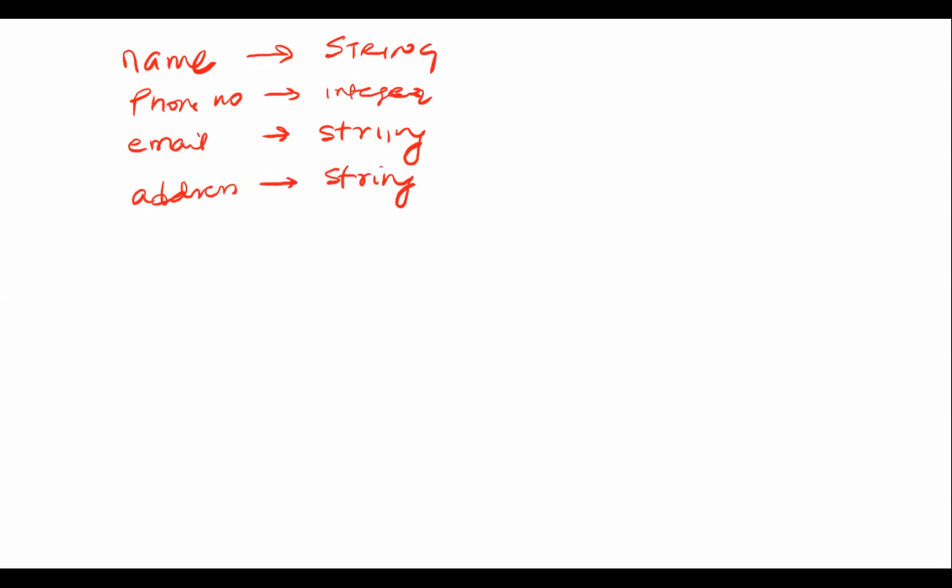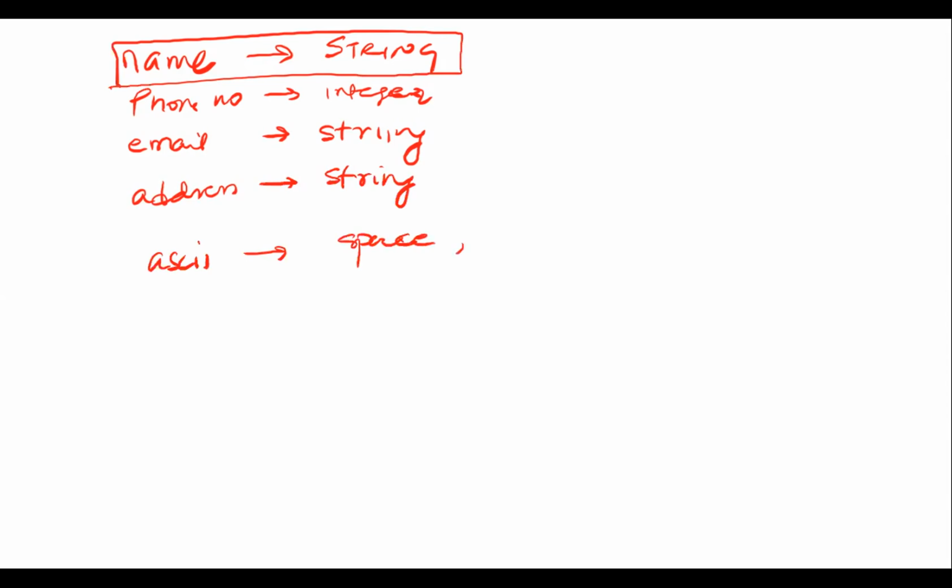So how do you check if something is a string? Name is a string. You remember we did ASCII. So what is ASCII? ASCII is basically, you can actually find out if a name contains a space, and small and capital letters or characters.